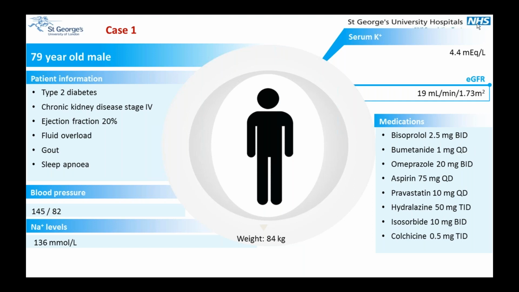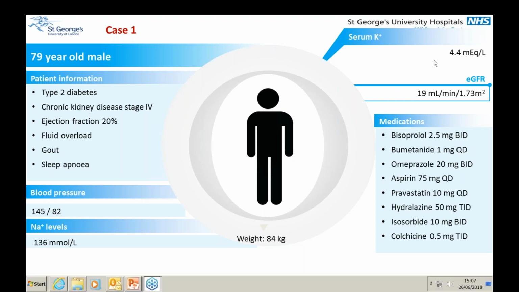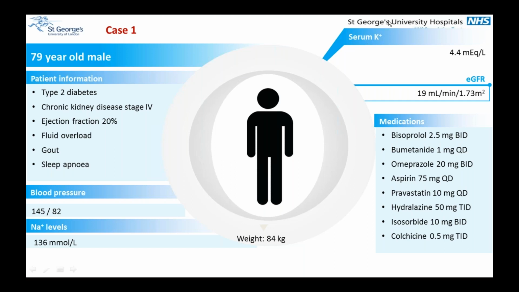And this is the first case, case 1, where you can see that this is a gentleman who was 79, was seen in our clinic with type 2 diabetes, chronic kidney disease with a GFR of 19, had quite a low ejection fraction, was fluid overloaded, also had gout and sleep apnea. He was 84 kilos and overweight. His blood pressure was 145 by 82, so that was satisfactory. His potassium was only 4.4. His sodium was 136. And the medications are listed on your right, which includes a beta blocker, a diuretic, a proton pump inhibitor, aspirin, pravastatin, hydralazine, isosorbide, and colchicine.